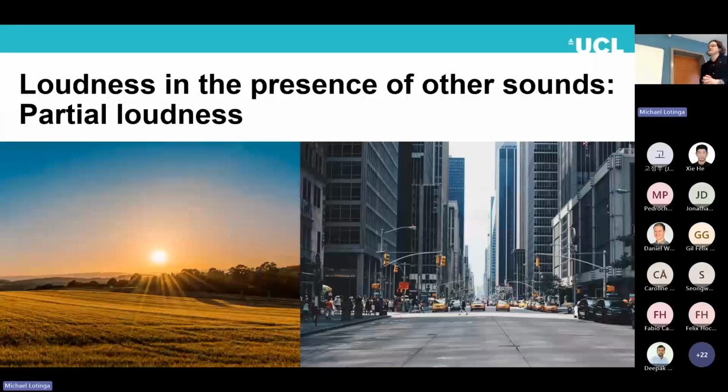That was about loudness in silence, how we do it in the lab, how we do it in scenarios like on the left-hand side, in a free field where we don't have any other competing noise.